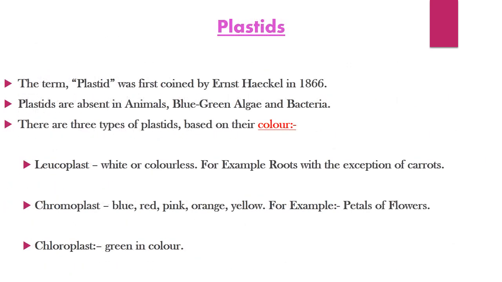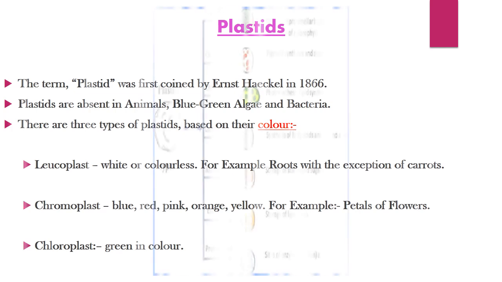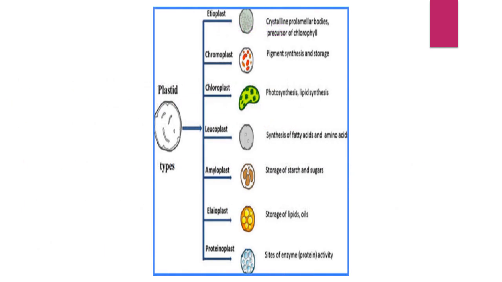Next is plastids. These are found in plant cells. The term plastid was first coined by Ernest Haeckel in 1866. These are absent in animals, BGA and bacteria. Three types of plastids are found: leucoplast, which is colorless; chromoplast, which is colored; and chloroplast, which is green in color. This is the complete structure: etioplast, chromoplast, chloroplast, leucoplast mainly found in roots, amyloplast, elaioplast, and proteinoplast.